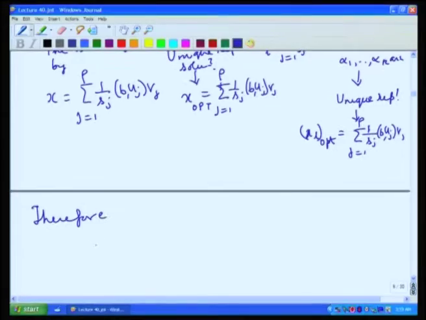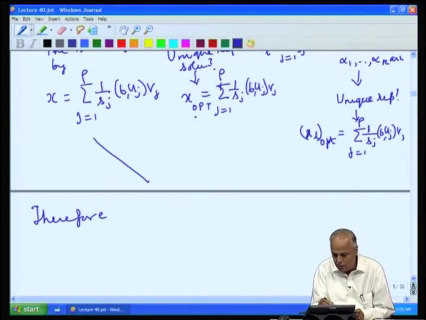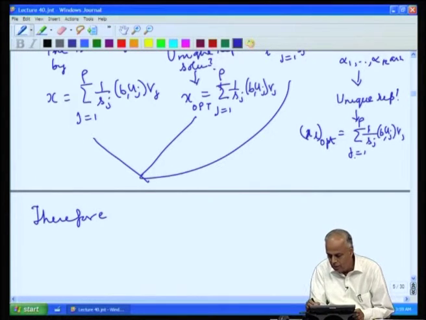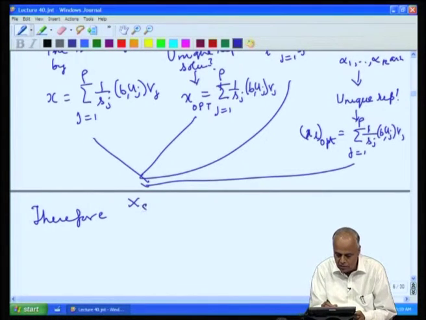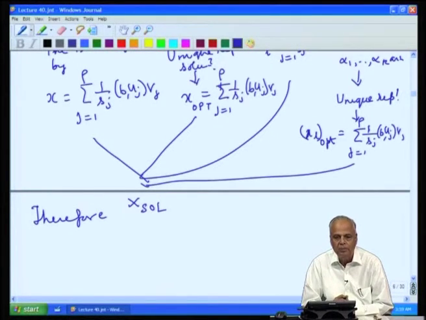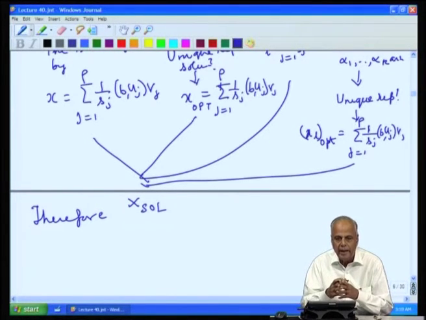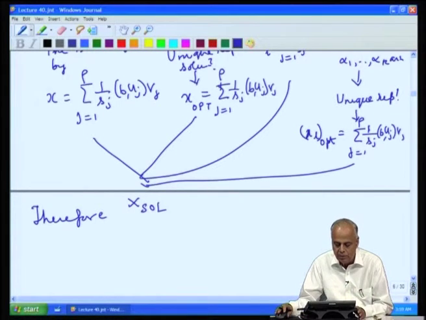In both the cases, consistent and inconsistent, when we have infinite solutions, we have a corresponding optimal solution. And thus, finally, our answer in all these cases, the answer we got, we call this x sol. In all these cases, it is the final version of the solution, the best possible solution that you can get for the system A x equal to b.